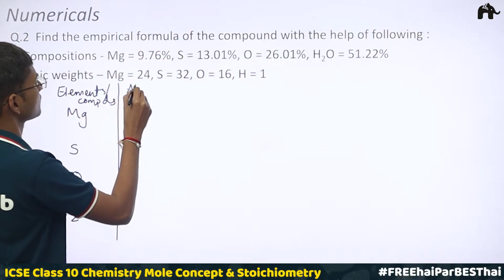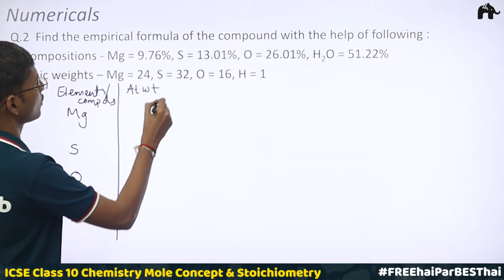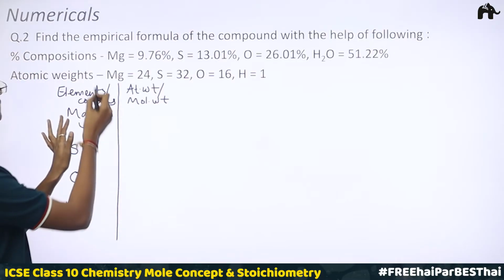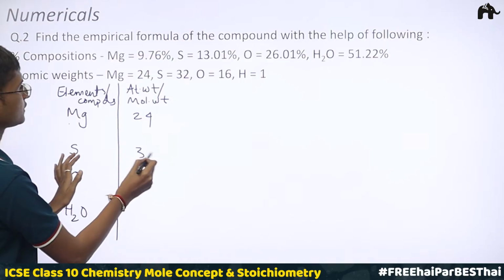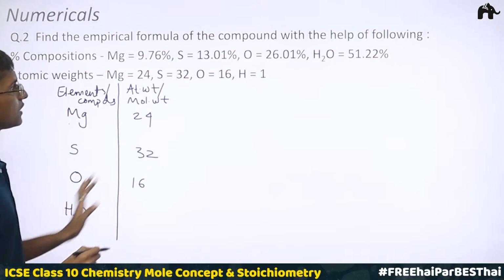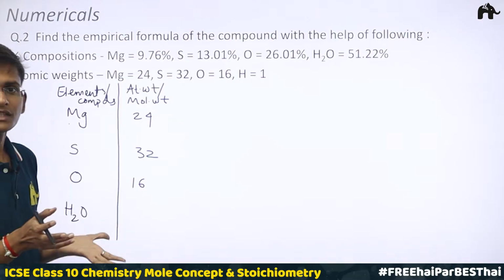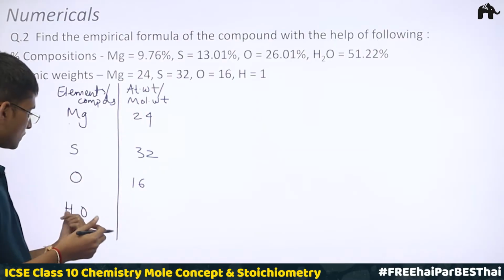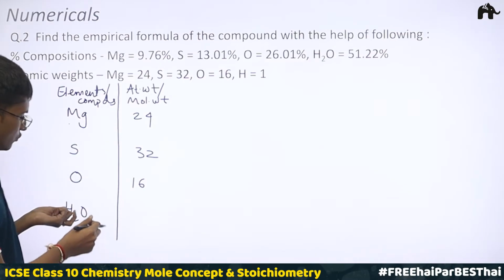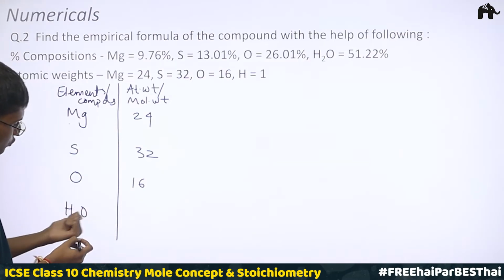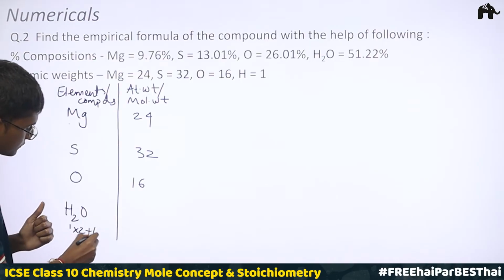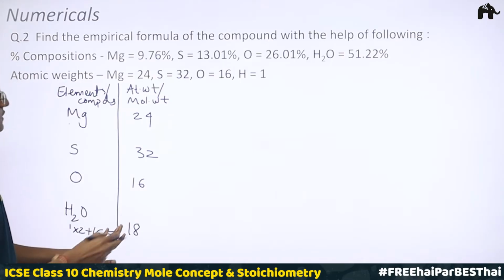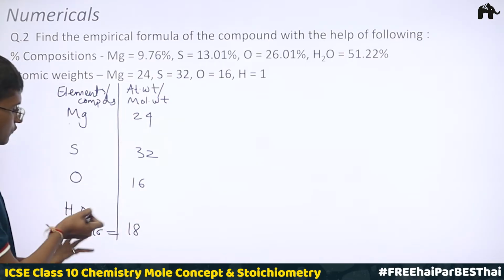Then it is atomic weights, or molecular weight. In case of elements, it's atomic weight. So magnesium's atomic weight is given as 24, sulfur 32, oxygen 16. And now, in case of water, we would say molecular weight because water is a compound, so it is a molecule. How to calculate its molecular weight? We know 1 into 2 plus 16, right? So it's 18. Very simple, right? So this is the molecular weight of water.